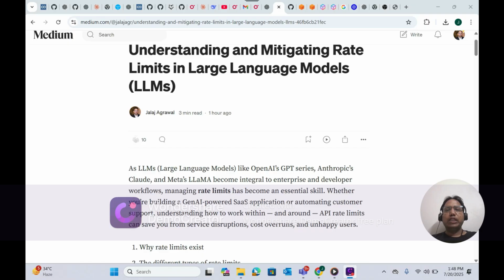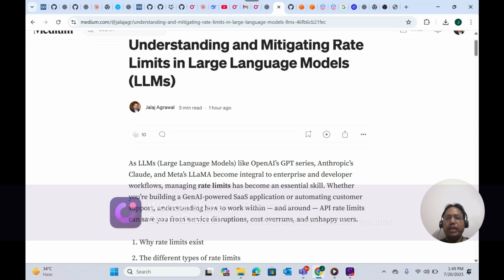Today we are going to discuss the rate limit in large language models. This is a very common problem when we use a foundation model like OpenAI GPT, Anthropic Claude or Meta Llama. We get a rate limit error, number 429, too many requests. So why do we get this? Today we are going to discuss why we get this error, how the foundation model companies calculate the rate limit, and how to mitigate it. We are going to discuss all three parts in this tutorial.